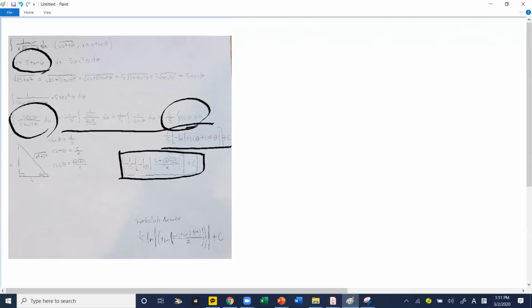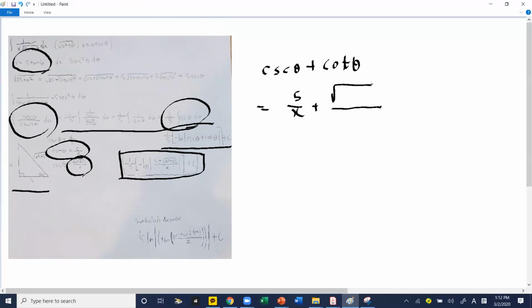Cosecant theta from this one, cosecant is yes, it's not correct. And the cotangent theta, where is cotangent? This one, 5 over x. So you want to try to find the cosecant theta plus cotangent theta, right? Right. Yeah. This is 5 over x. This is square root of 25 plus x squared over x.